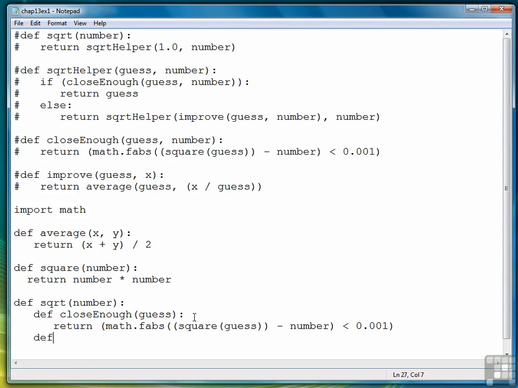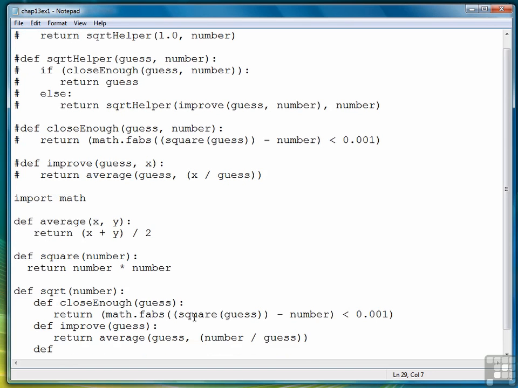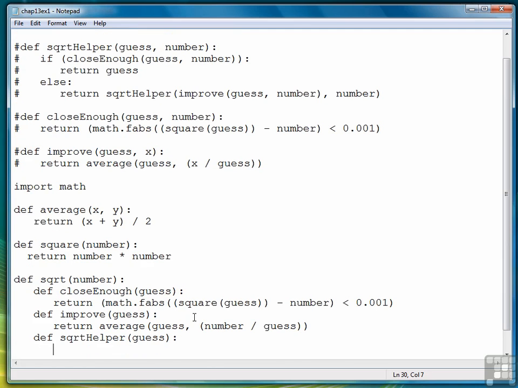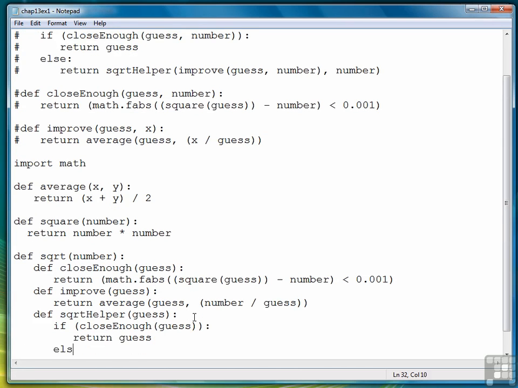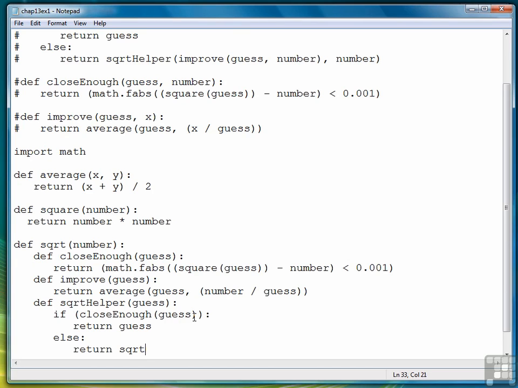After close enough, then we define improve. And it also only requires one parameter because it has access to number within the environment of the square root function. And then finally, we define square root helper, also with just one parameter. We'll finish up the definition right here.